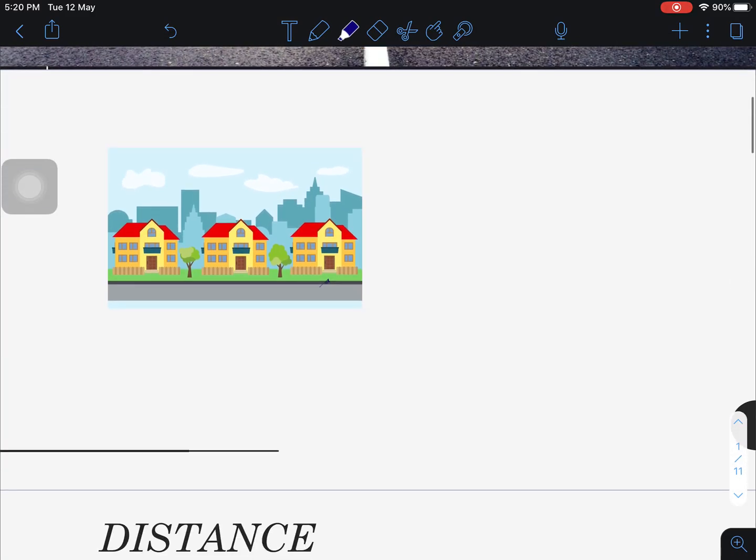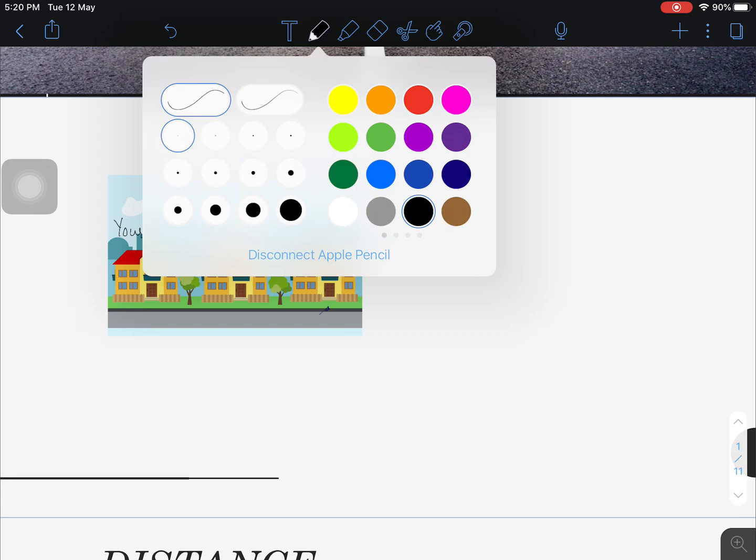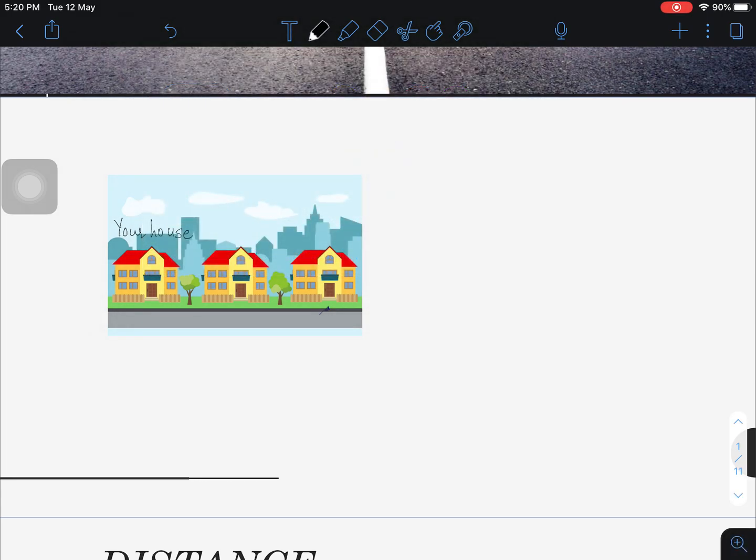So let's just start with this. Let's suppose there are 3 houses and you live in one of these houses. Let's suppose this is your house, and this is your friend's house. One of your friends lives here, and there is one relative who lives in this house.